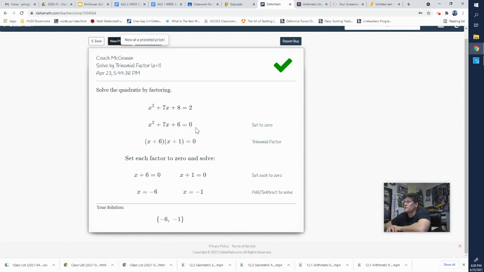Move the 2 over, so we get 0 here. It's very important that we get 0 on that side. Once you do, you could factor. Once you have those parentheses, set them equal to 0. Boom, there's your solutions. Let's do another one.